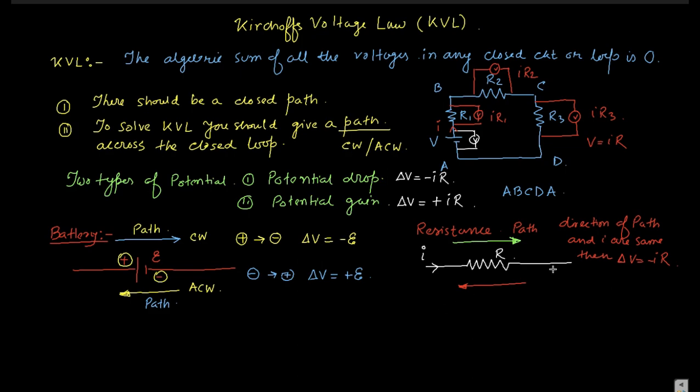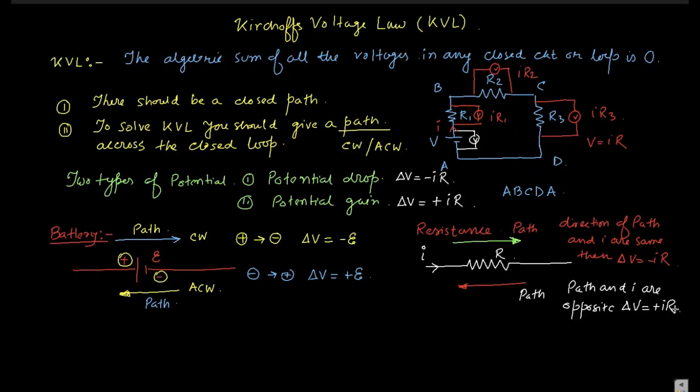And if the direction of the path and I are opposite, then you can write del V is equal to plus I into R. It means a potential gain across the resistance. This is a very important concept for solving the numerical.